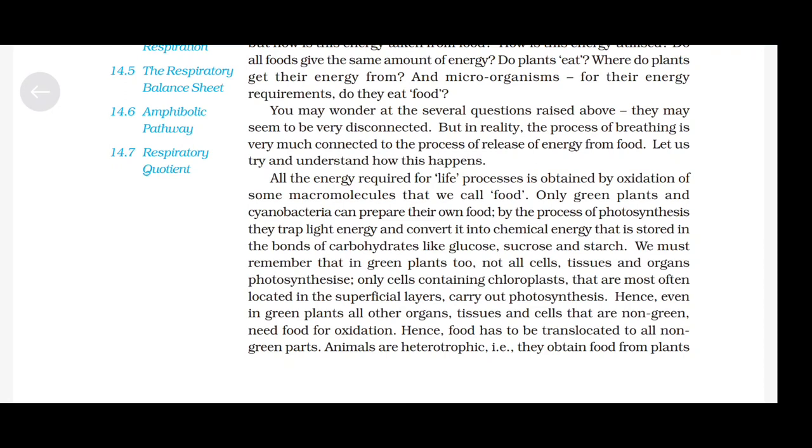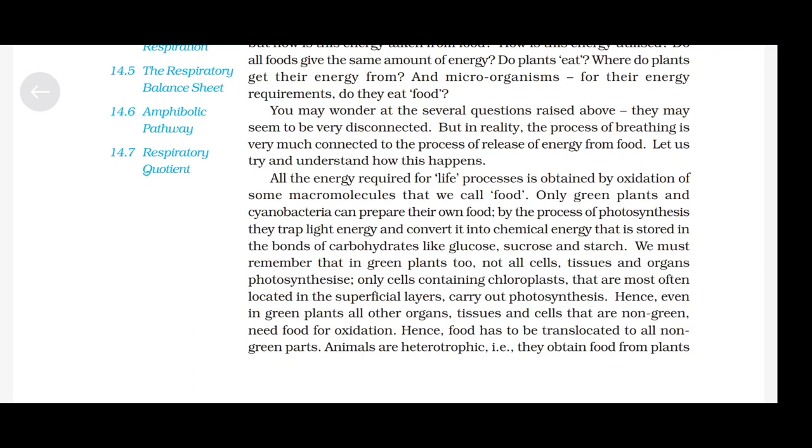All the energy required for life processes is obtained by oxidation of some macromolecules that we call food. Only green plants and cyanobacteria can prepare their own food by the process of photosynthesis. They trap light energy and convert it into chemical energy that is stored in the bonds of carbohydrates like glucose, sucrose, and starch. We must remember that in green plants too, not all cells, tissues, and organs photosynthesize. Only cells containing chloroplast that are most often located in the superficial layers carry out photosynthesis.